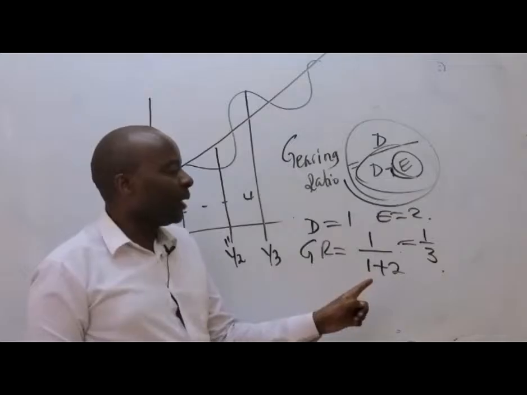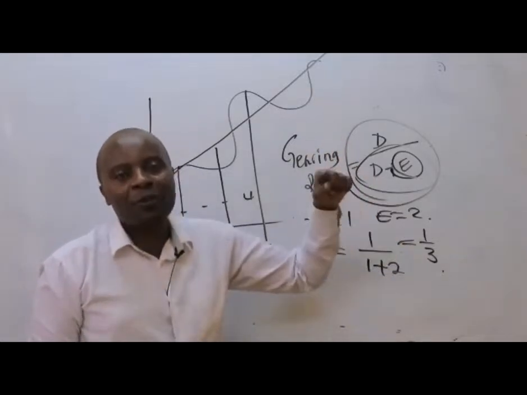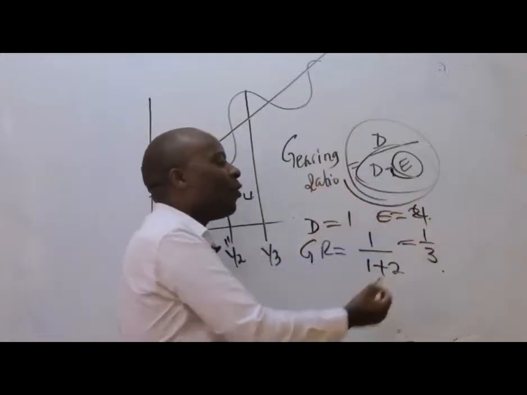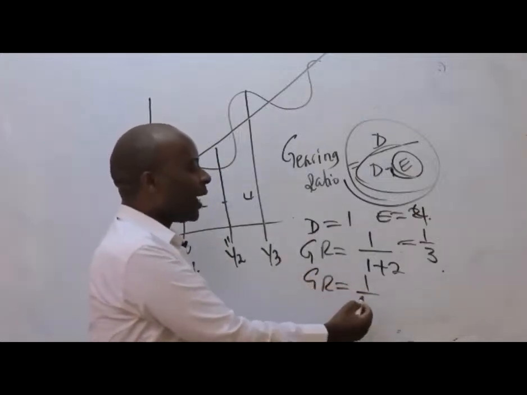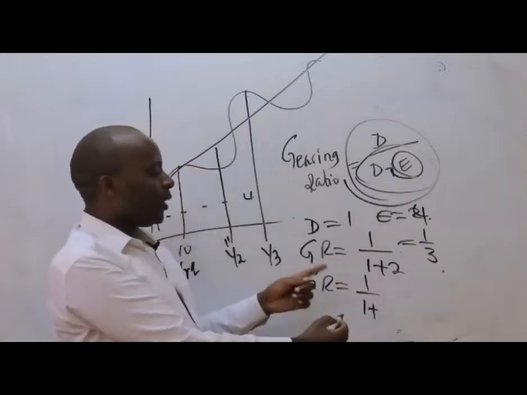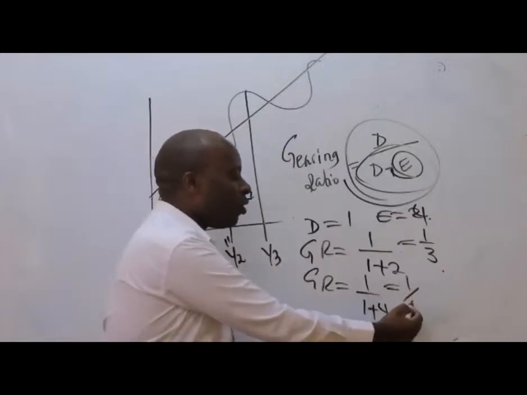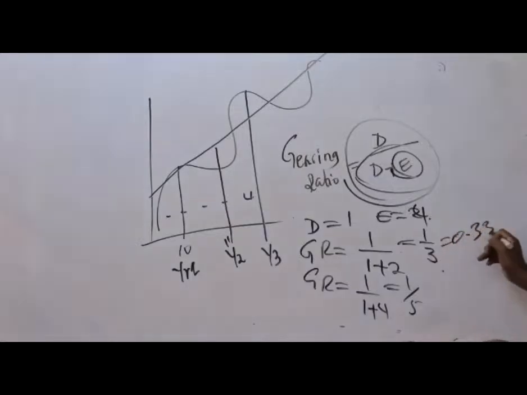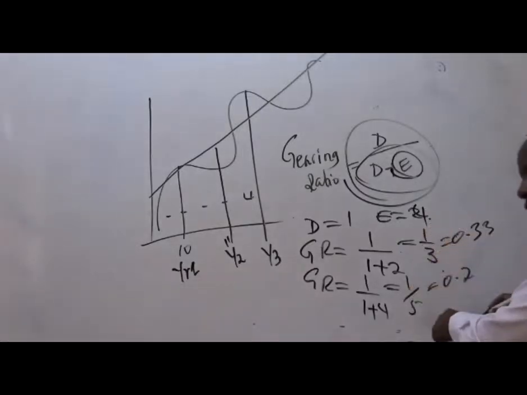Assuming that I increase this equity by retaining my profits and by issuance of shares. For example, I take this equity to something like 4. It means that the new gearing ratio will be 1 over, the debt is 1 plus equity. Equity now becomes 4. So this will be 1 over 5. If you try out this, this will be 0.33. This will be 0.2. So of course you can see the effect. The gearing ratio has reduced.